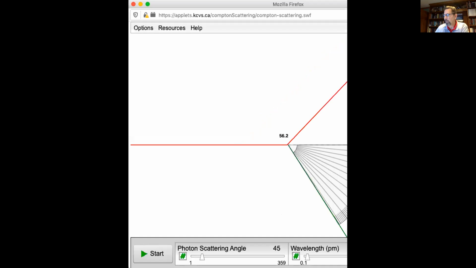And what you're seeing here is a mock-up of Compton scattering. Let me just show you what it looks like. Okay, so there comes the photon in. The photon gets scattered at some angle. Right now I've got the angle set to 45 degrees, and you can see the wavelength of the incident photon. And this thing comes with the ability to show data.